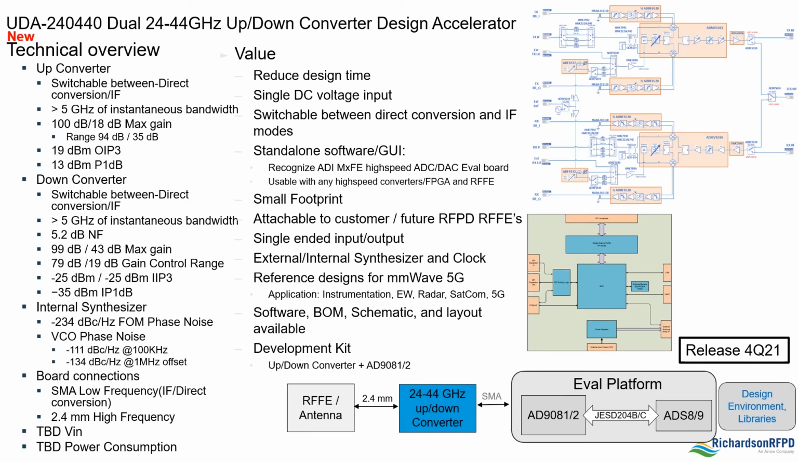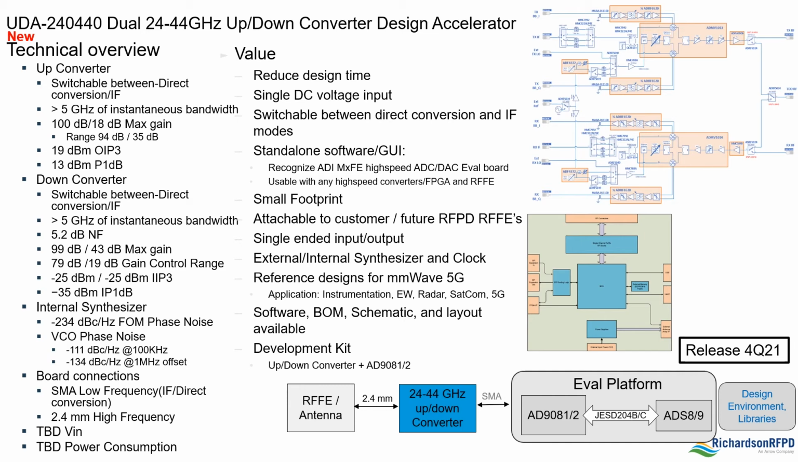We're also in the process of designing a 24 to 44 gigahertz UpDown Converter design accelerator. This design accelerator is made to be used between an RF front end and an IF or baseband board. However, instrumentation customers may not need the RF front end. Because most people are using very wideband signals between 24 and 44 gigahertz, the up-down converter is designed for bandwidths of greater than 1 gigahertz.